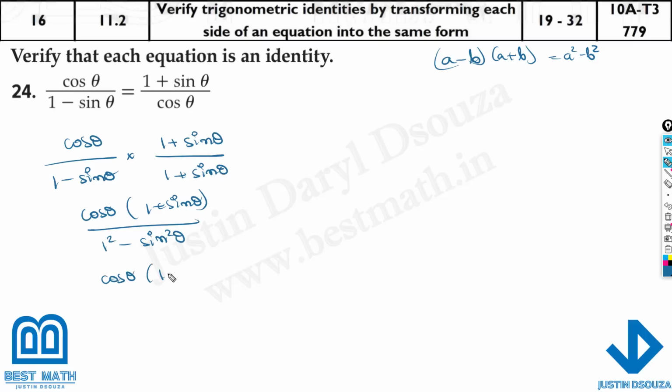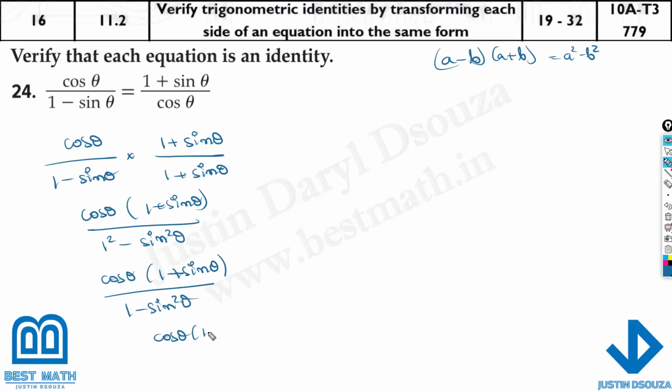Cosine theta into 1. See, now, keep your eye on the right side as well. I got 1 plus sine theta already, so that is a good thing. Now, we don't have to bother about that. I'll keep the cosine outside. I'm not going to multiply it inside. Here I have 1 minus sine squared theta. Now, what is 1 minus sine squared theta? From the Pythagorean identity, we know this is cosine squared theta.